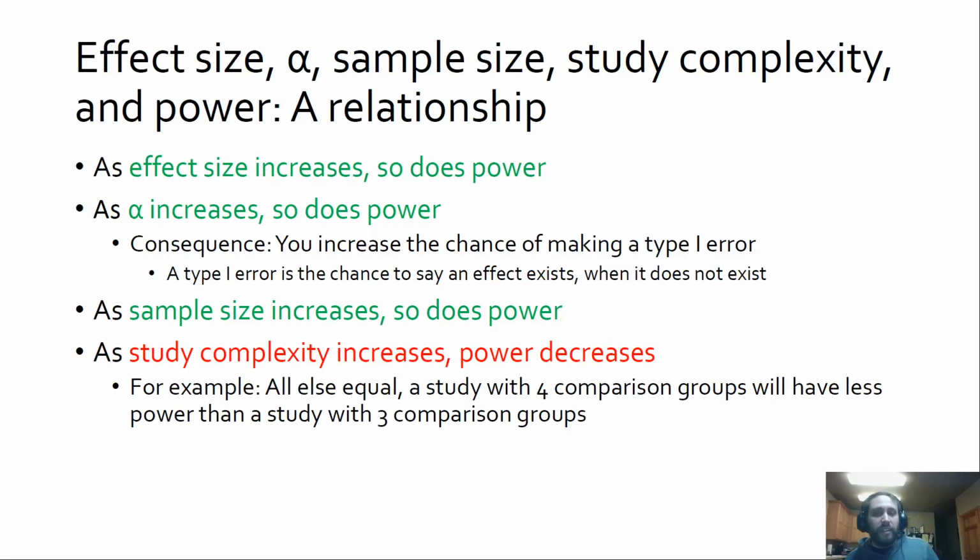Additionally, as your alpha value increases, so does your power. If we were to move our alpha value from 0.05 to 0.10, we'd have more power within our study. However, we need to talk about the consequence of doing that. As you increase your alpha value, saying a 10% chance of saying there is an effect when it does not exist, well, that's a really big shot onto your type 1 error as well. So you have to keep that in mind if you're going to increase your alpha value as a resort to increasing power. Usually, again, we set our alpha value to 0.05.